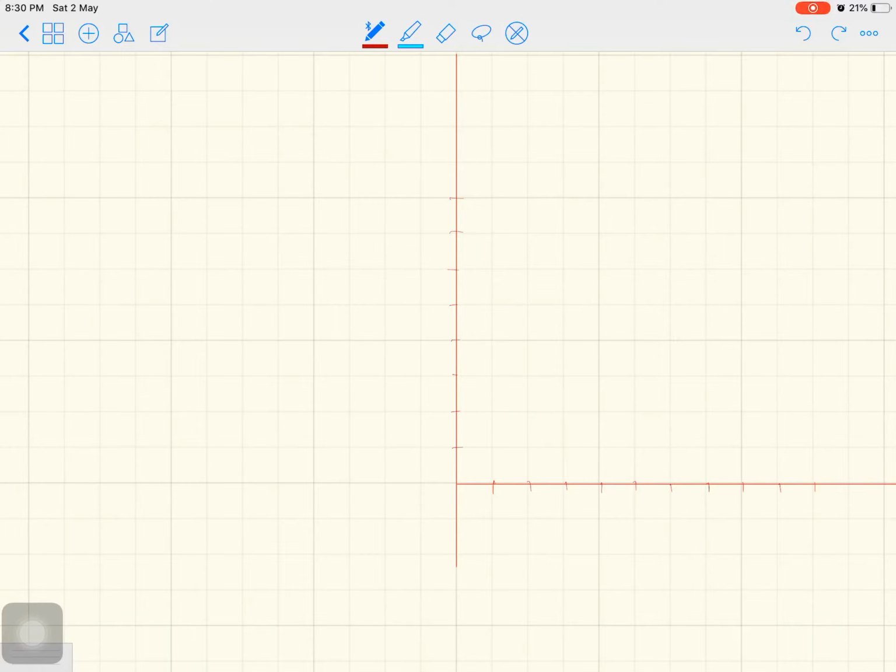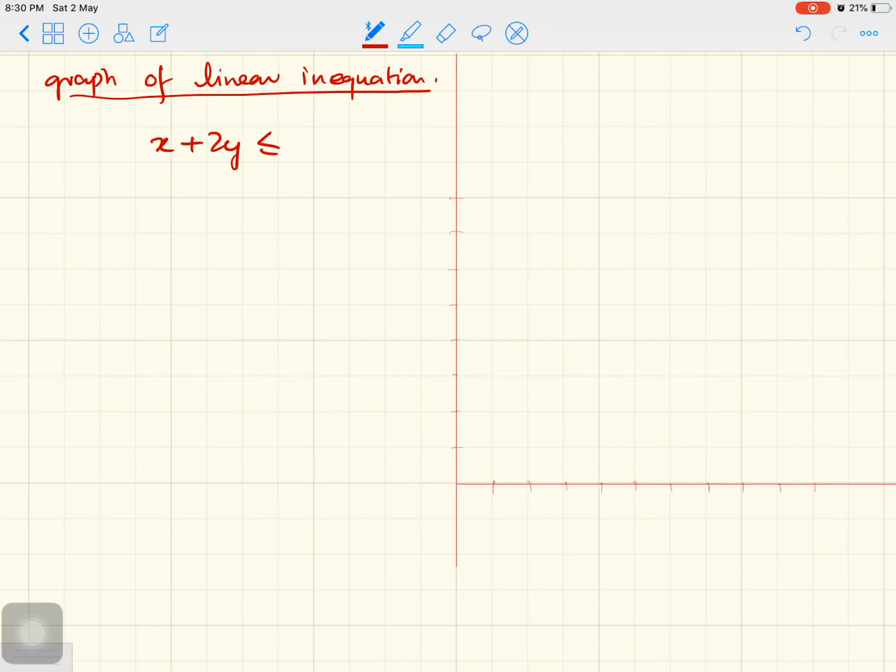Before we learn how to solve a linear programming problem fully, we will have to learn how to draw a graph of a linear inequation. Because in a linear programming problem, you may have a constraint which may look like this: x plus 2y is less than equals to 7. So how would I draw a graph for this?